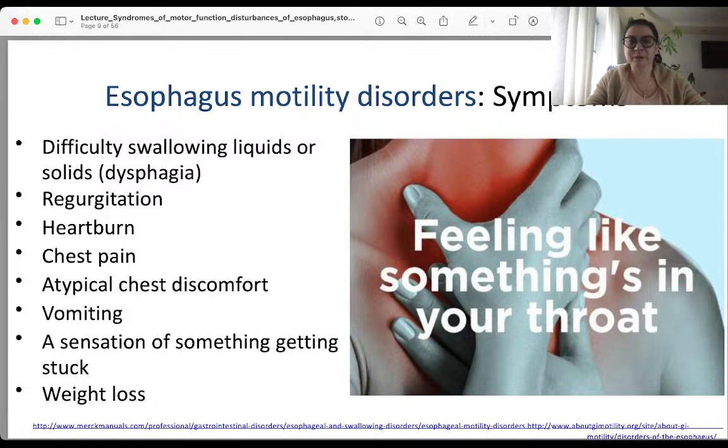Symptoms of esophageal motility disorders. According to the picture, one of the most often is a feeling like something in your throat, that something is abnormal here. It can be difficulty swallowing liquids or solids according to what type of dysphagia. It can be regurgitation, or returning food and liquids from the stomach. It can be heartburn, chest pain, atypical chest discomfort. Usual for such patients are vomiting, a sensation of something getting stuck, and in chronic forms it is weight loss.